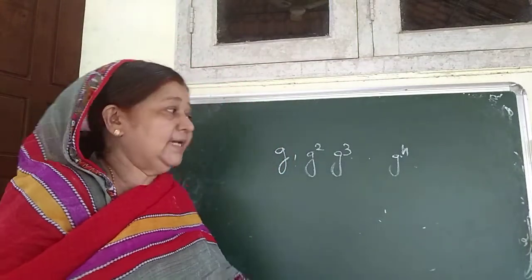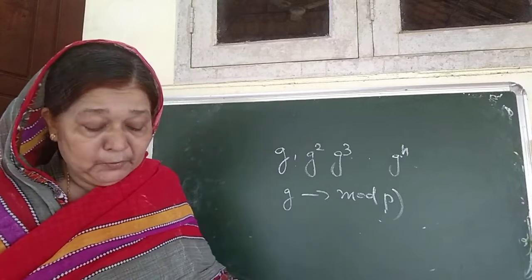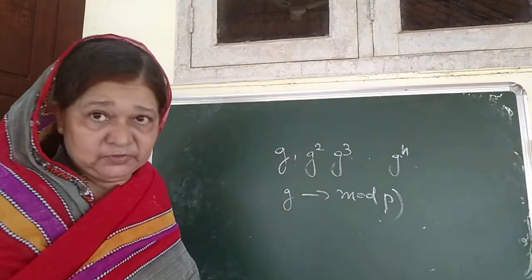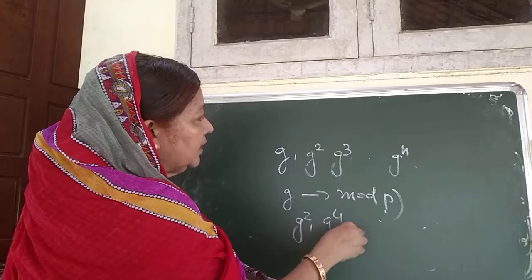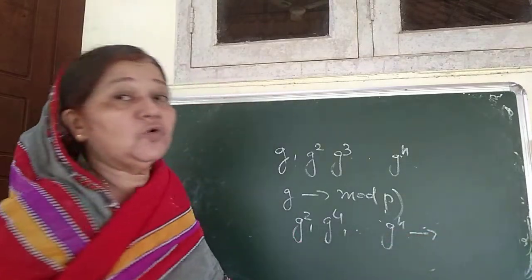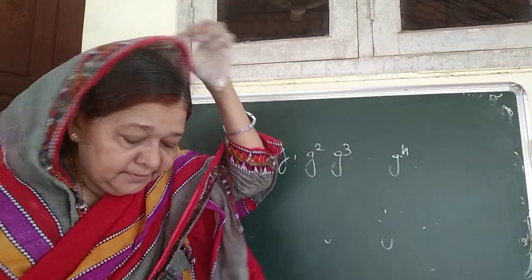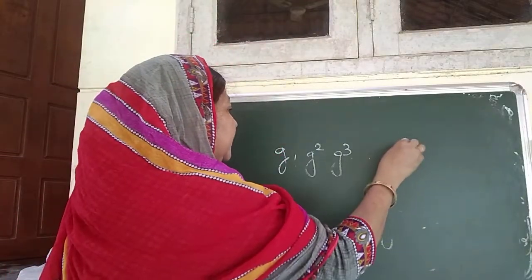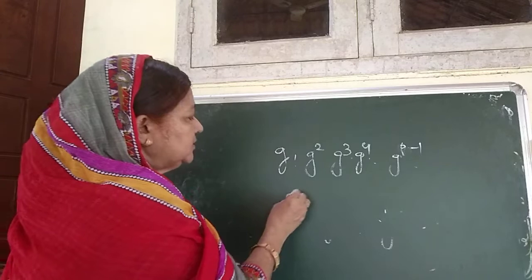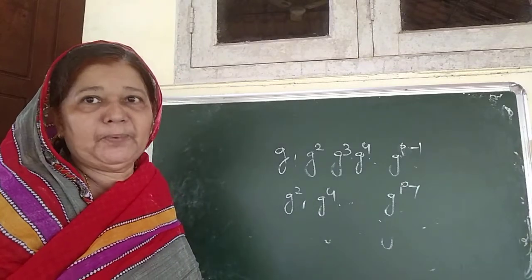So the theorem states that if G is a primitive root modulo P, where P is an odd prime, then among G, G square, G cube, etc., G raised to P minus 1, the terms G square, G raised to 4, etc., G raised to n are quadratic residues modulo P. Since G square, G cube, G raised to 4, etc., we know G square, G raised to 4, etc., G raised to P minus 1 have even exponents, since P is an odd prime.